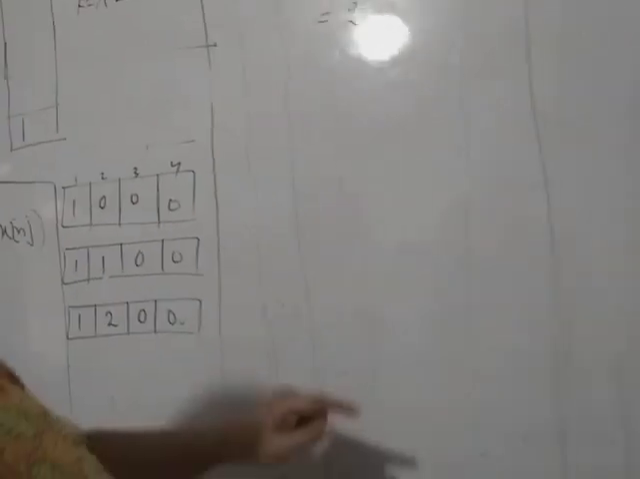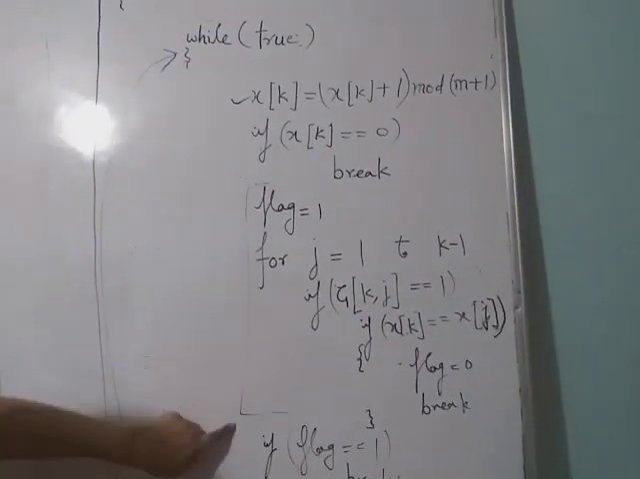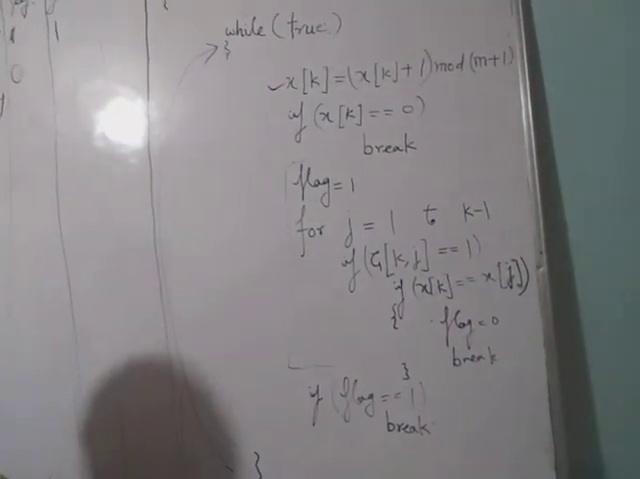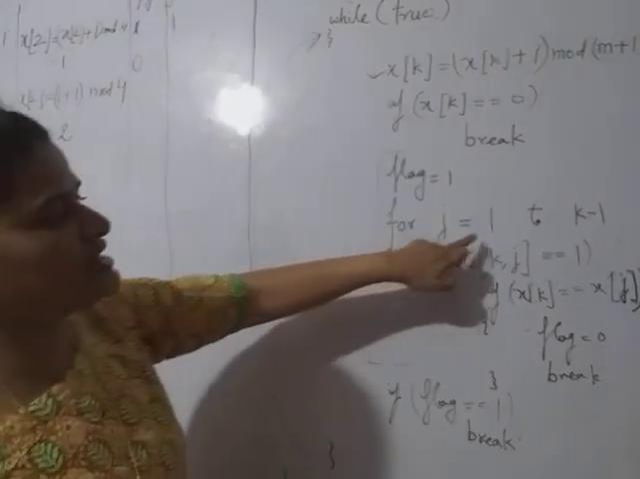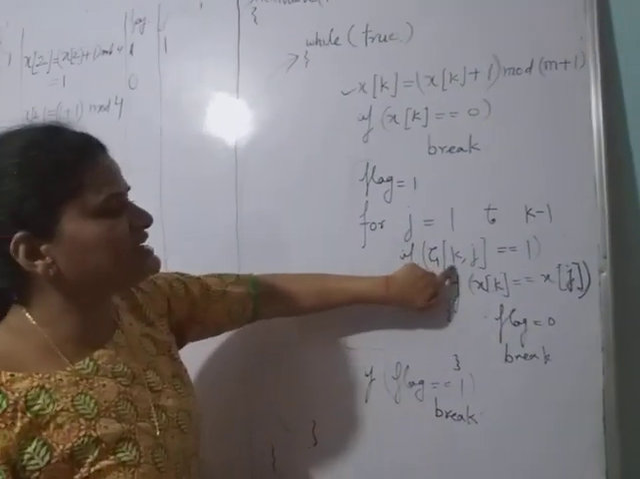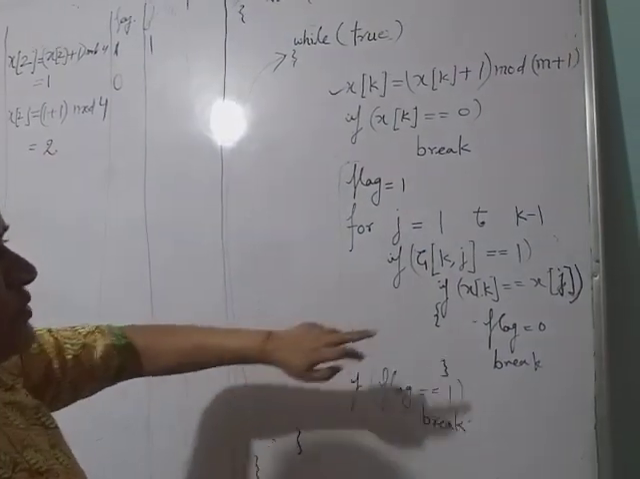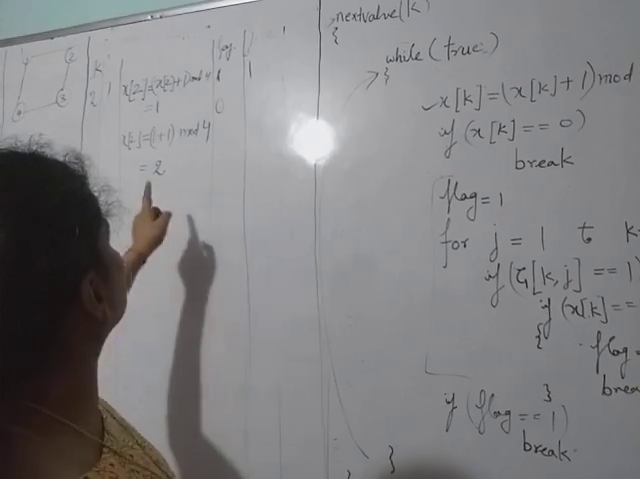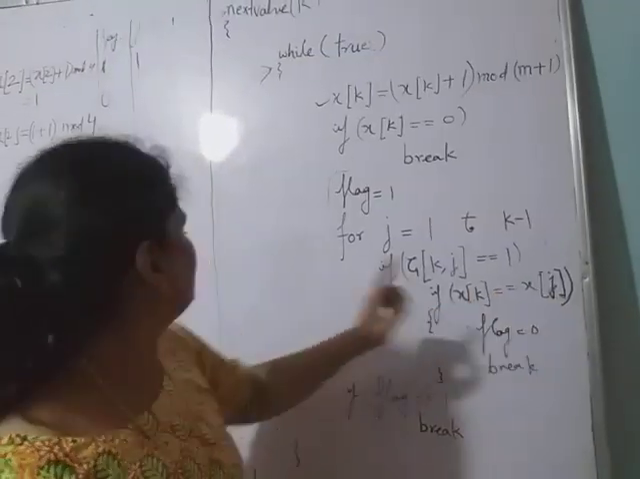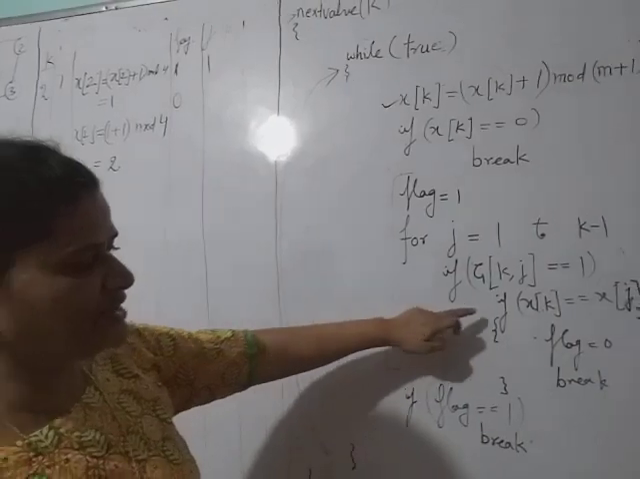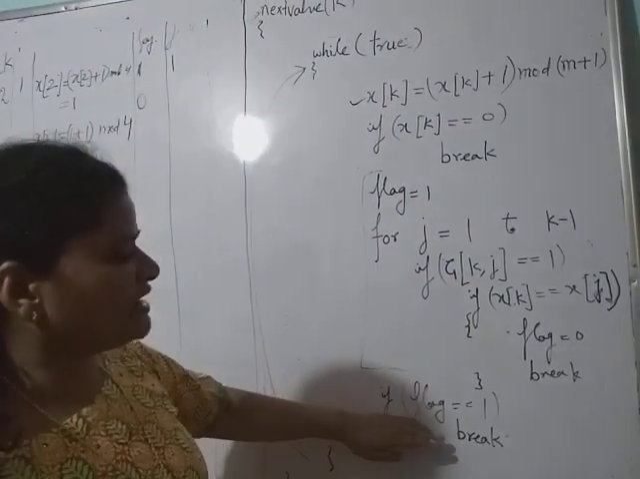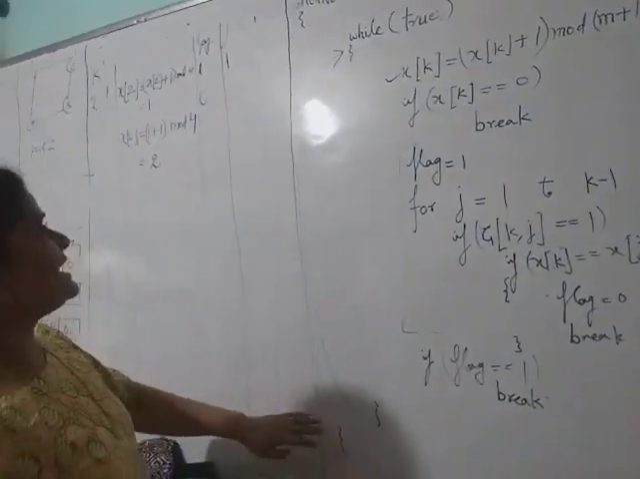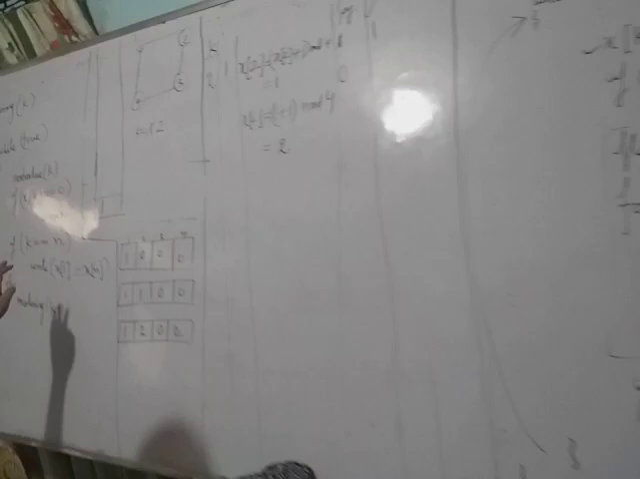x2 is 2, and x2 is not 0. So again this will check whether the second vertex can be colored with color number 2 or not. For j equal to 1 to 1, g[k][j] equal to 1, the condition is true. x[k] equal to x[j]? Here x[k], x2, is 2 and x[j], x1, is 1. Both are different, so the loop will run and the value of flag is still 1. So it will terminate, and control is returned to this point.